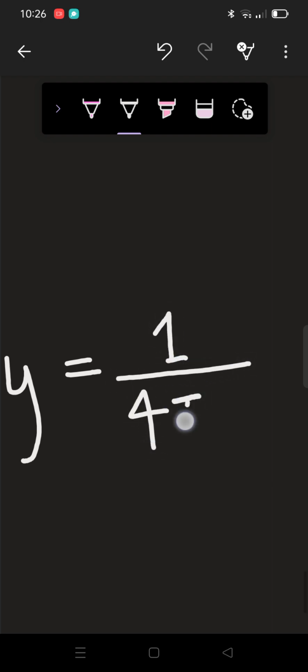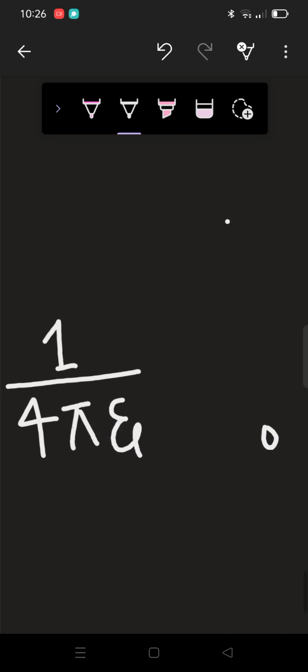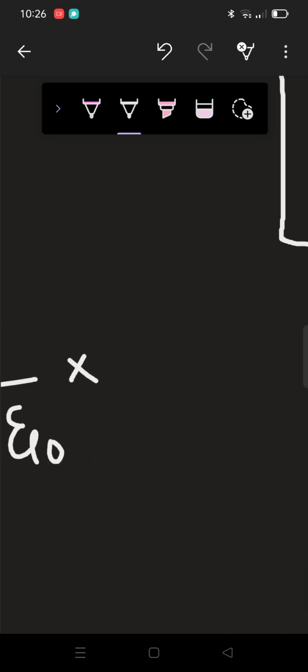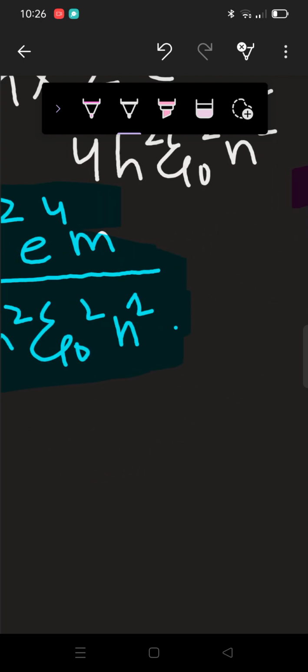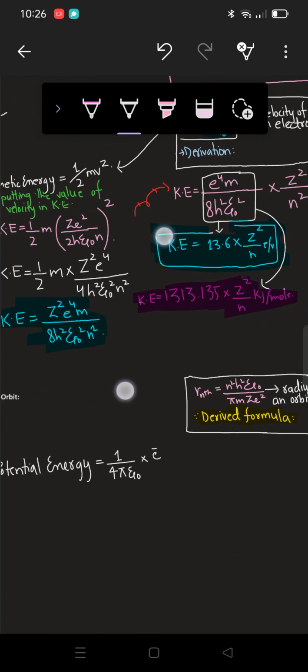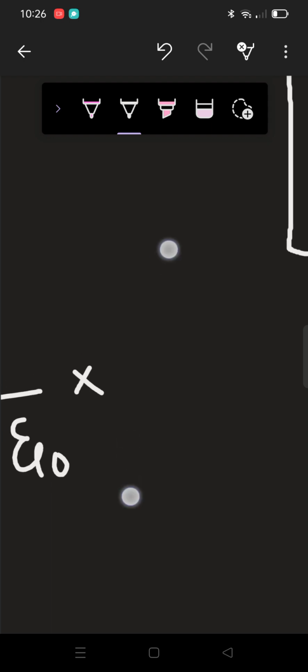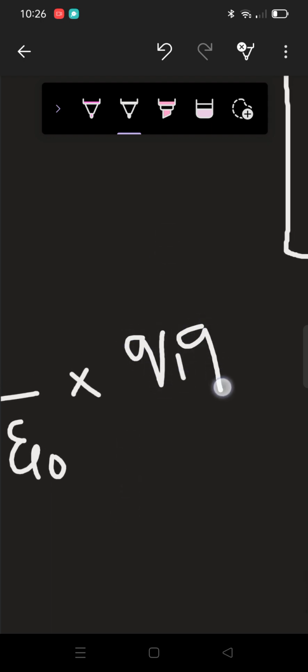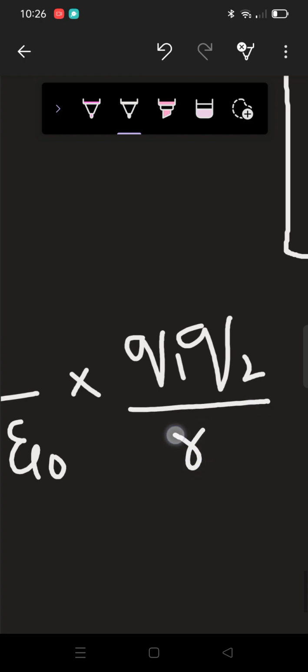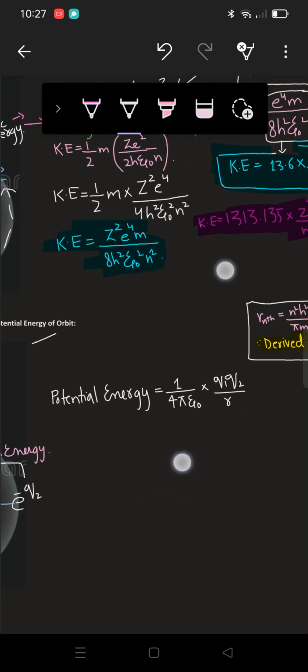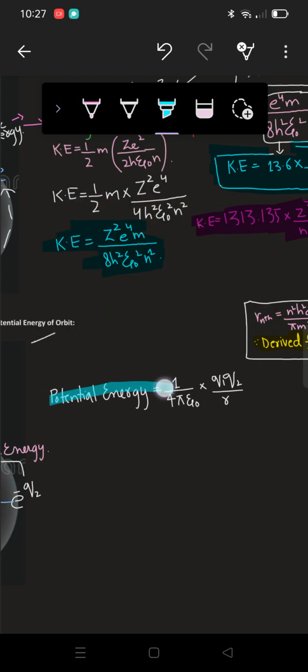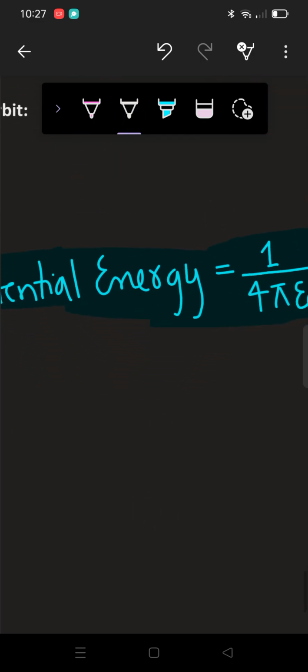Potential energy is equal to K, where it has a value of 1 upon 4 pi epsilon naught, into e, that is the first charge, right? Because we know that we have the formula q1 q2 over r square. So instead of that, let me write first q1 q2 over r, so that I can make you understand very easily, right? This is for the potential energy. Now I'm going to write PE.